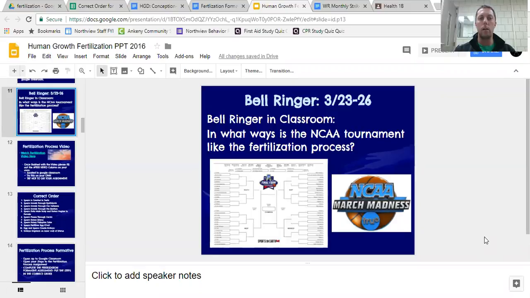Okay, if you look at this slide on the screen, it shows you a picture of the NCAA basketball tournament. Even if you're not a fan of basketball or have no idea what the tournament is, I want you to answer this question: in what ways is the NCAA tournament like the fertilization process? If you have no idea, look at this graphic, maybe go back to your assignment from the other day and think about what the fertilization process is, the whole idea of the time that a male and a female meet each other to the time that a baby is born. That is the process you're going to be going through today. So again, pause your video, go back and answer your bell ringer question.